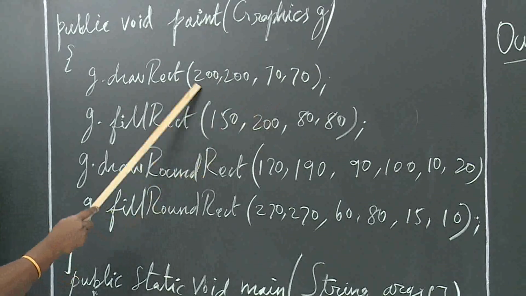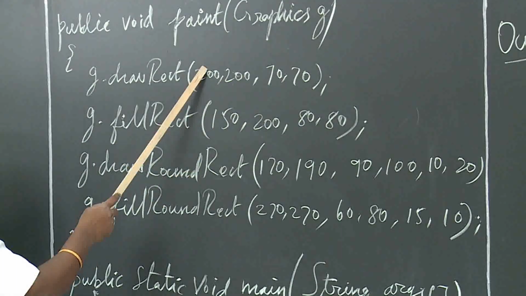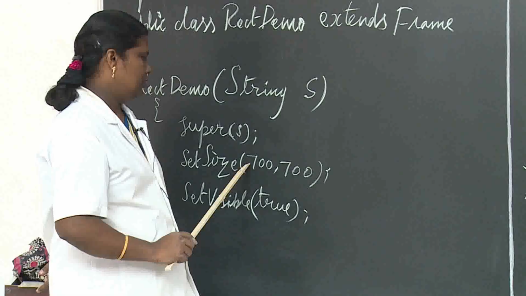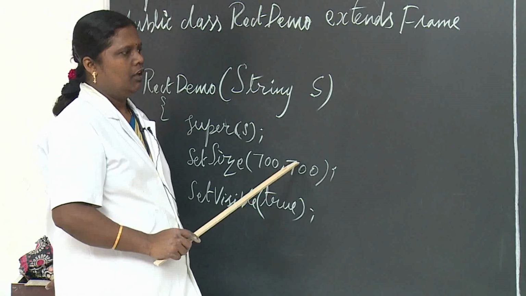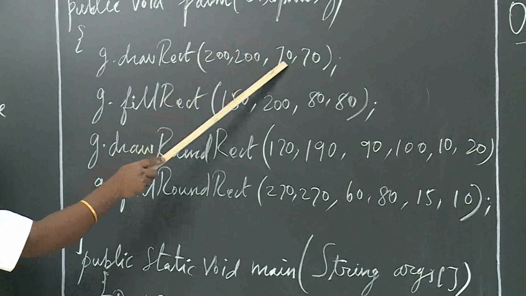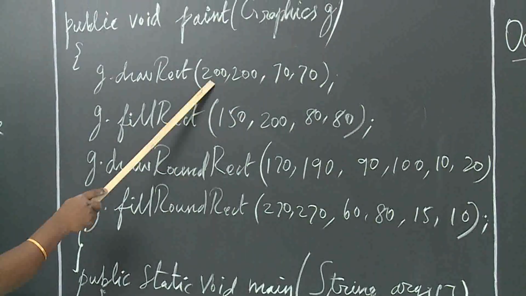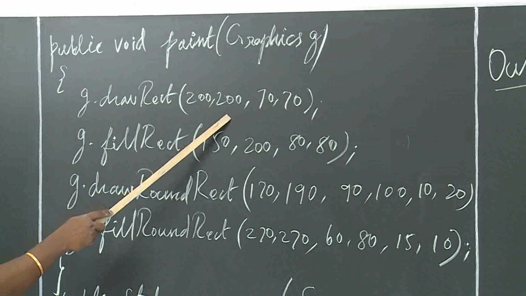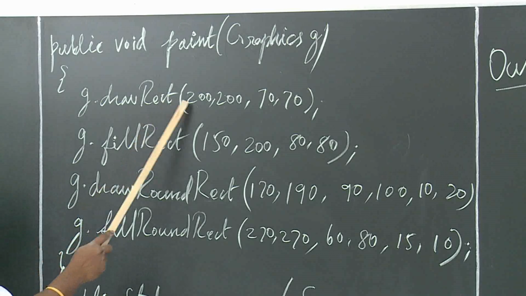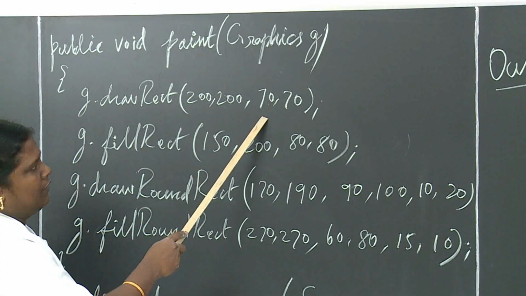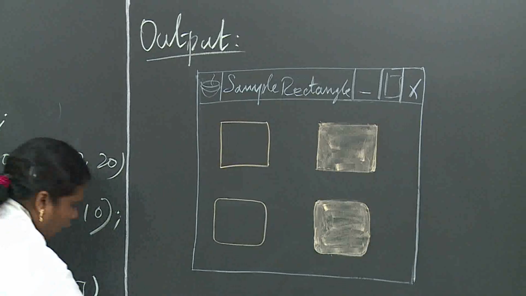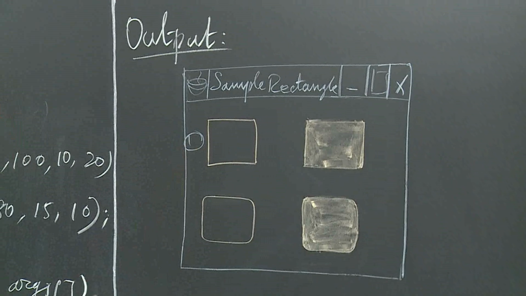Whatever specification we give, these limits must be within the frame size. Our frame size is 700 comma 700, so I have to keep my rectangle specification within 700. I have started from 200, 200. Then width and height: it is going to draw the rectangle at 200 comma 200 with 70 width and 70 height, like this diagram depicts. This is the first one, draw rectangle.